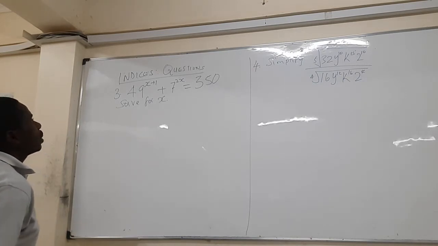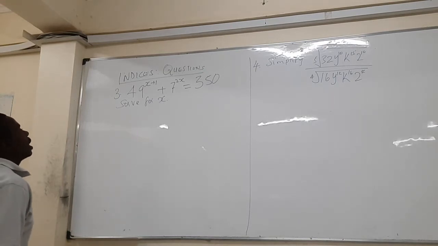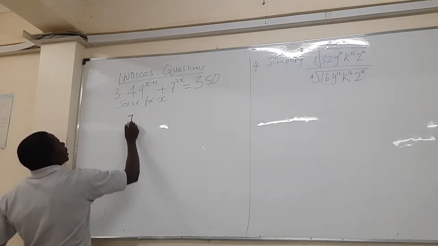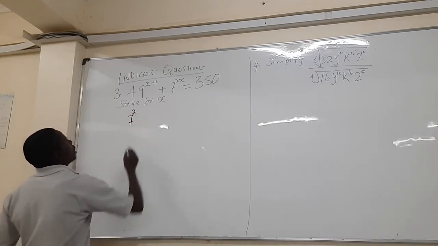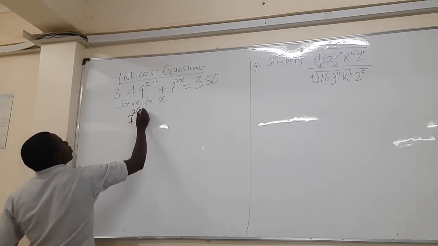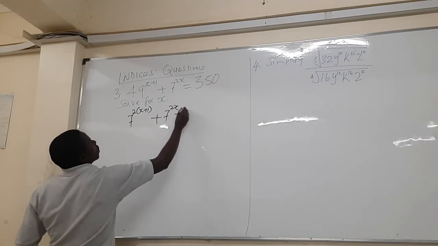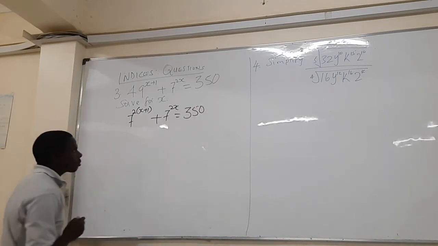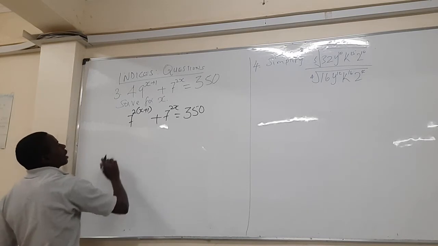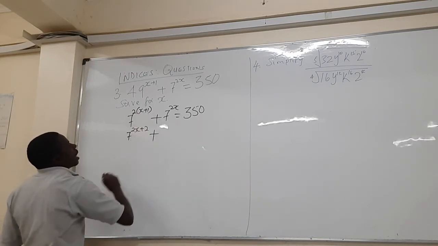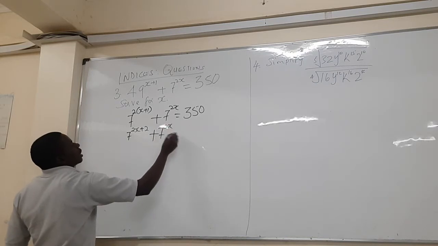So in this case, we are going to use an approach like the way we did number 2, where we write 49 in base 7. 49 is the same as 7 squared, or 7 power 2, then power x plus 1, plus 7 power 2x is equal to 350. You can open the brackets here. You have 7 power 2x, 2 times x is 2x, 2 times 1 is 2, plus 7 power 2x is equal to 350.